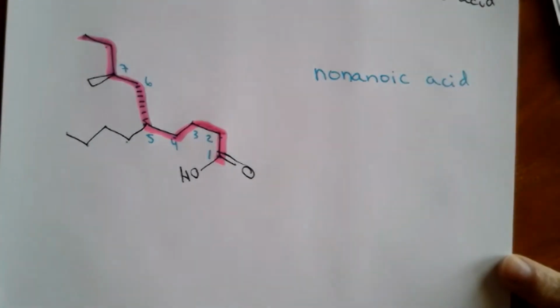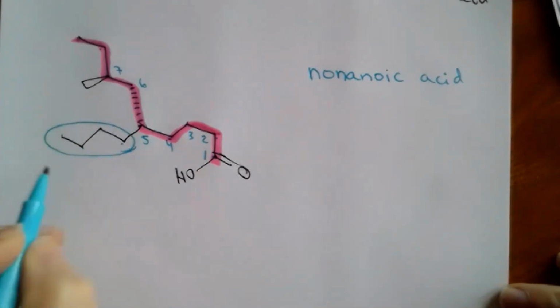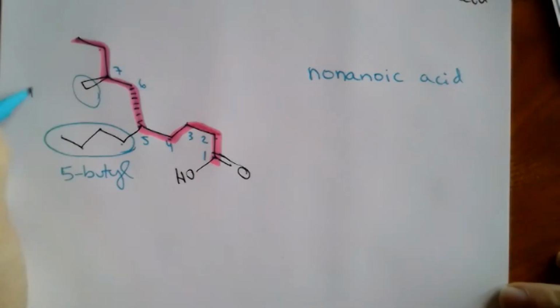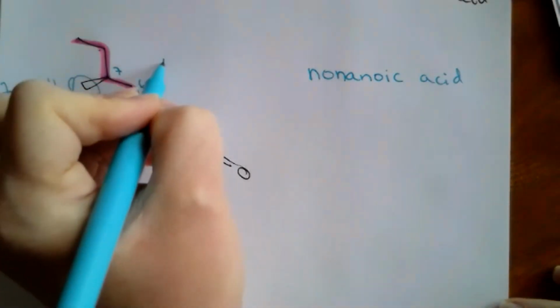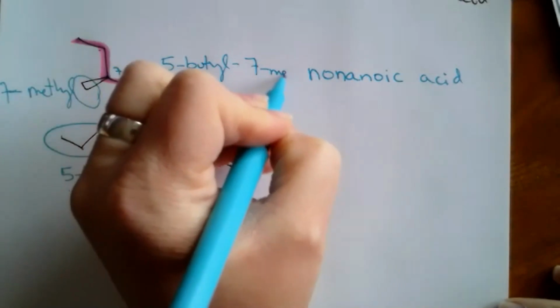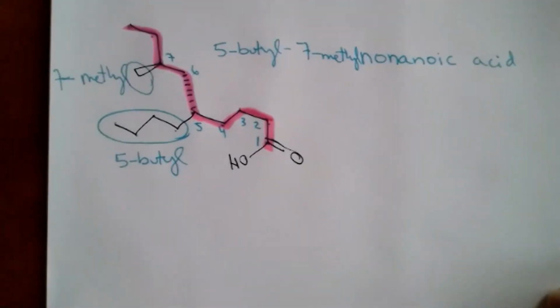Nonanoic acid, and there's a butyl on carbon 5 and a methyl on carbon 7. So 5-butyl, because it's alphabetic, 5-butyl, 7-methyl, nonanoic acid. And you say, hooray, we're finished.